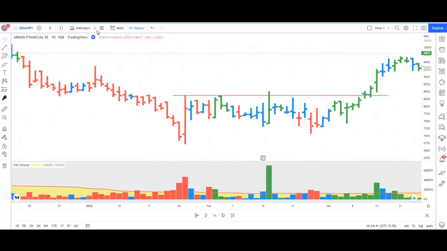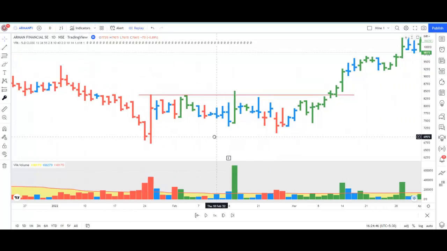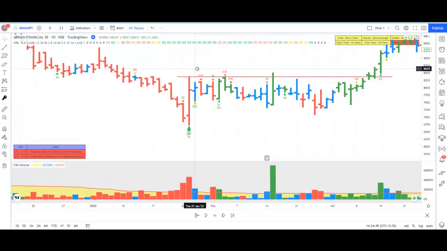Now let me add our favorite indicator, VPA 5.0. Now we can see this bar, it's showing multiple indications: effort to move up bar, stopping volume, and it's also a reverse upthrust bar. Like we saw before in the interpretations, most of the time this reverse upthrust bar is coinciding with other SOS indications.